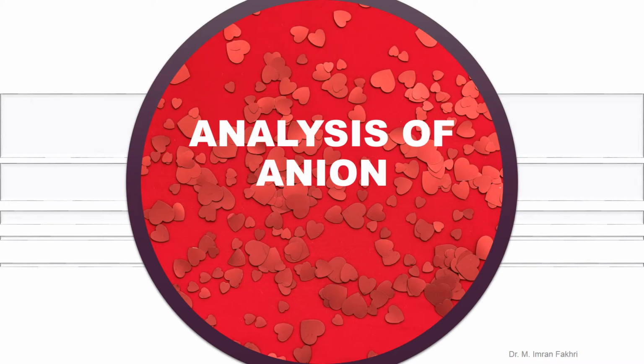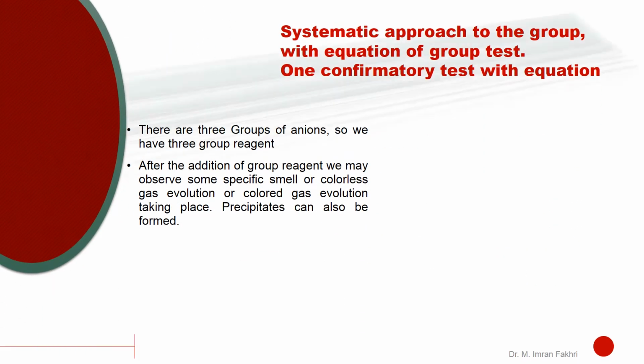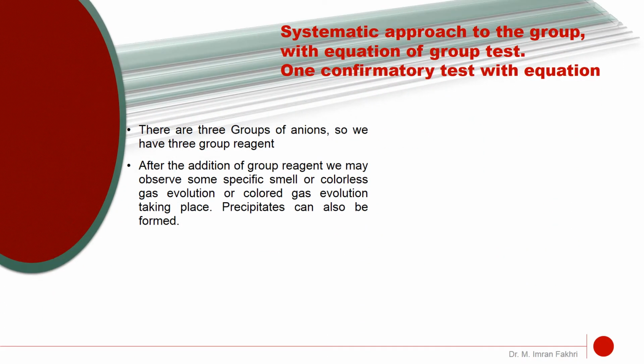Analysis of anions or acidic radicals. A systematic approach for the acidic radicals, and we also have to perform the confirmatory test of the acidic radical or the anion which is present in our salt. There are three groups of anions we have previously discussed, and we have three group reagents. By adding the reagents, we may observe some specific smell and colorless or colored gas evolution, or we may also observe precipitation.